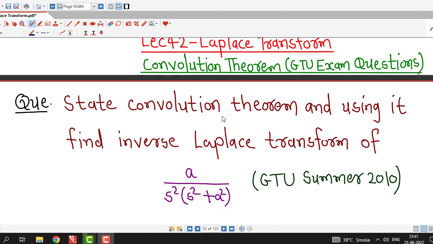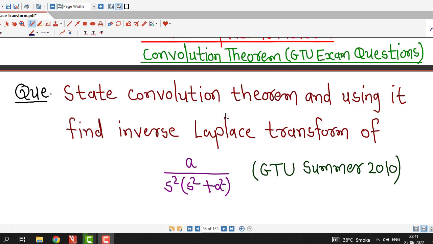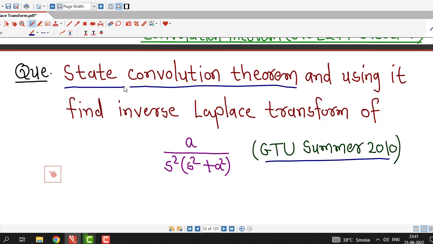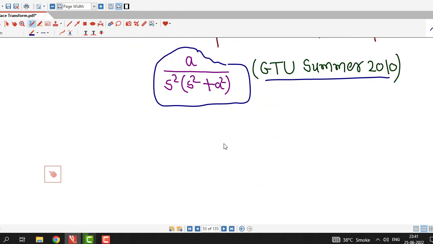In this lecture also we will discuss one question on finding inverse Laplace transform of a given function using convolution theorem. This question was asked in the GTU Summer 2010 exam. The question is: state convolution theorem and using it find the inverse Laplace transform of a divided by s square times s square plus a square, where a is considered as a constant.